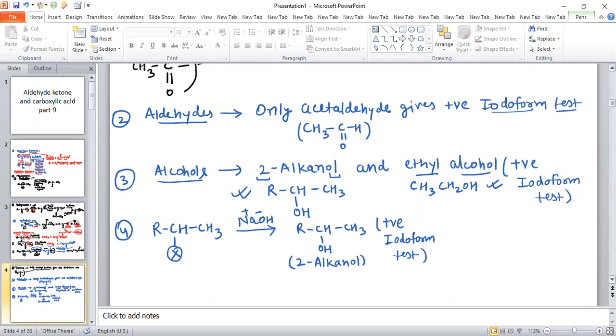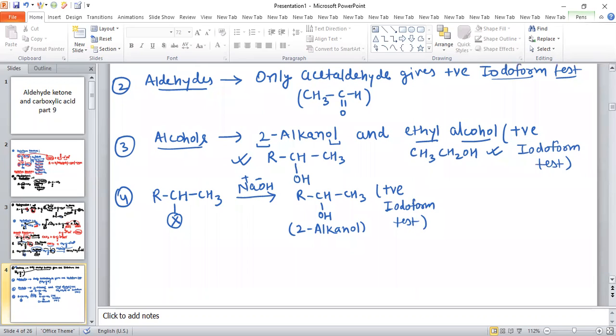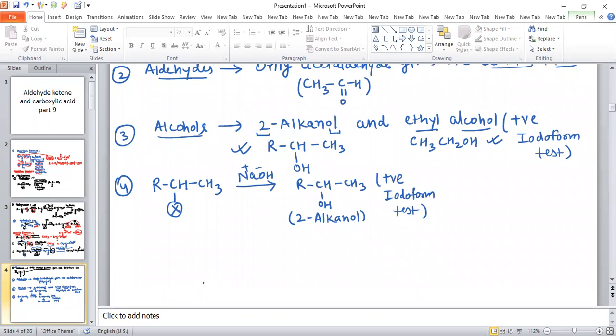Now see another compound which gives the positive iodoform test. In halides also, if there is a gem halide like this, gem halide means the two halogen groups are present on the same carbon atom. So this is basically the gem halide, and CH3 is also there.